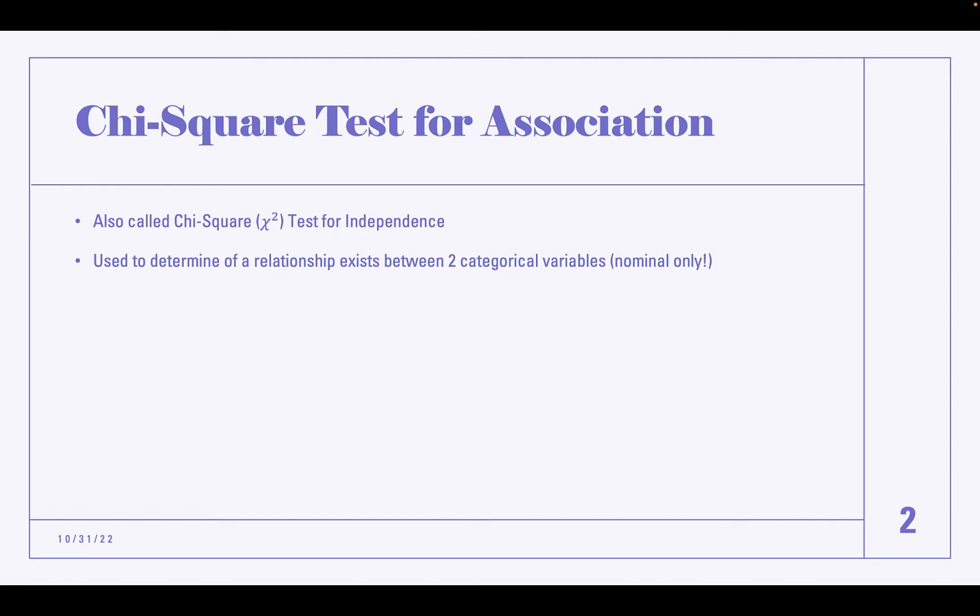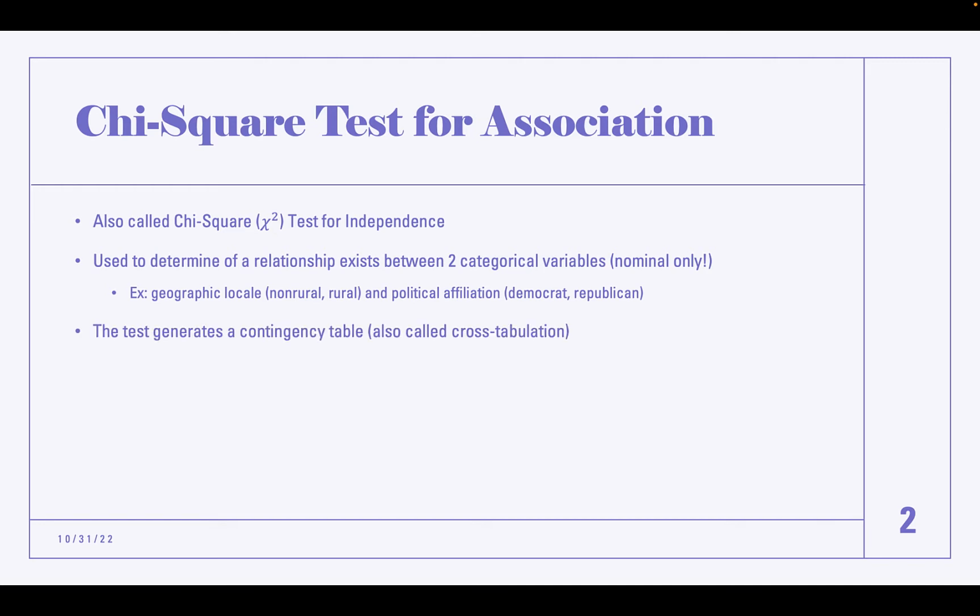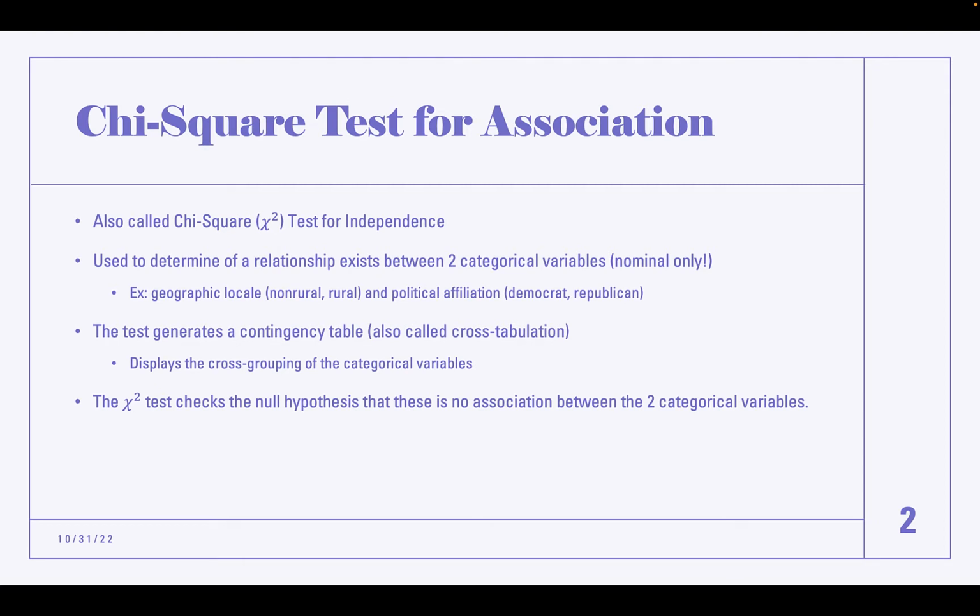characteristic of the data. An example could be looking at geographic locale, so living in a non-rural or rural area, and political affiliation of Democrat or Republican. I'm trying to do a simple example here that is what would be called a 2x2 example because we have only two options for locale and two options for political affiliation. The test generates a contingency table, which can also be called a cross-tabulation, and it displays the cross-grouping of the categorical variables. We'll see that in more detail in a minute.